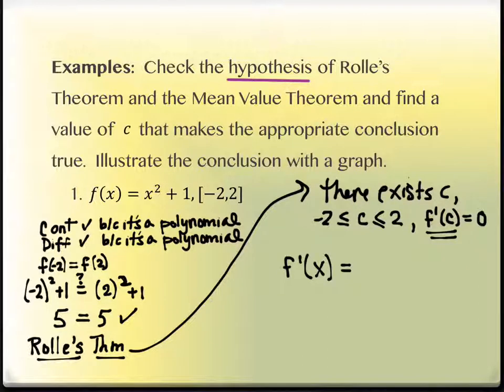2x. That's an easy one, right, Mackenzie? Yes, we like that one. You're like, why couldn't they all have been like that on that quiz, right? All right, f prime of x is equal to 2x.